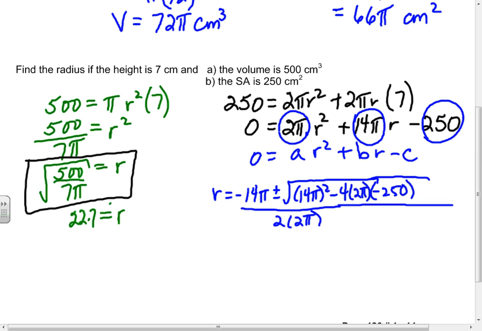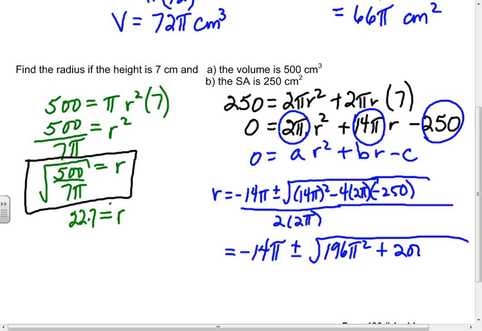This is as ugly as sin, but let's see if we can go a little further. Minus 14 pi plus or minus the square root of 14 squared. Oops. 14 squared, I should know that, is 196 pi squared. Minus, actually, we take away a negative number would be the same as adding. 4 times 250 is 1,000 times 2 is 2,000 pi over 4 pi. I'm going to type that all into my calculator and I'm going to come up with 2 approximate answers.